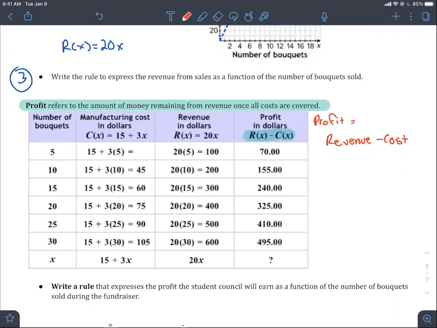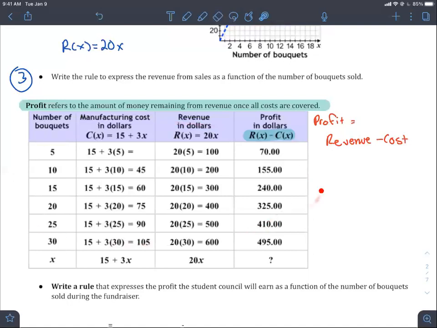You always have to pay for your supplies out of any money that you make, and what's left over is your profit. Now, you want your profit to be positive, you want to make money, so your revenue needs to be greater than your cost.